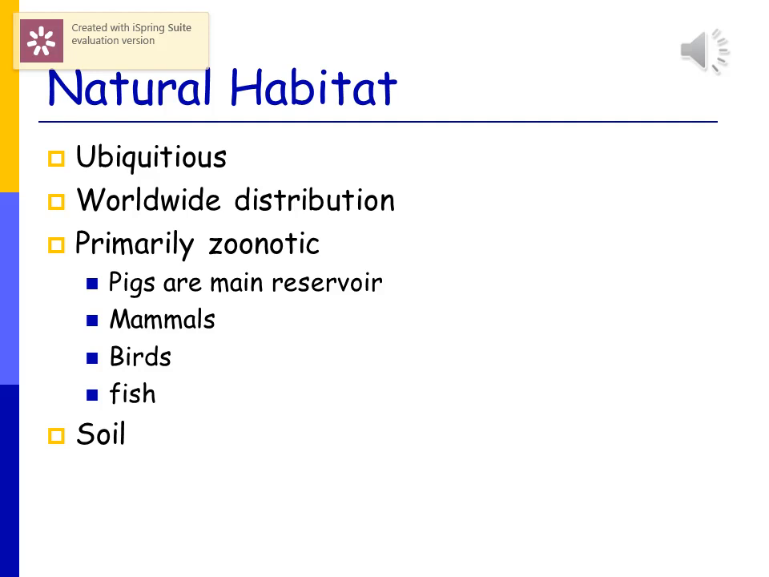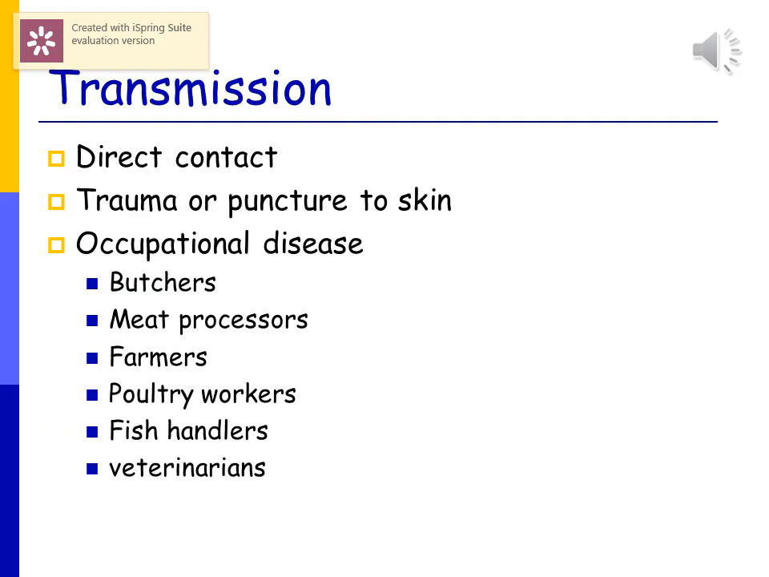This is a ubiquitous organism. It's distributed worldwide, and it is primarily zoonotic. So we already said pigs are the main reservoir. It can be found in other mammals, birds, fish, and soil. Transmission is usually through direct contact of an infected animal, usually through trauma or puncture to the skin, such as getting bitten by an infected animal, and it is more commonly an occupational hazard. So butchers, meat processors, farmers, poultry workers, fish handlers, and veterinarians are going to be at risk.